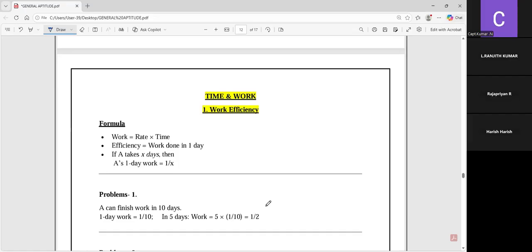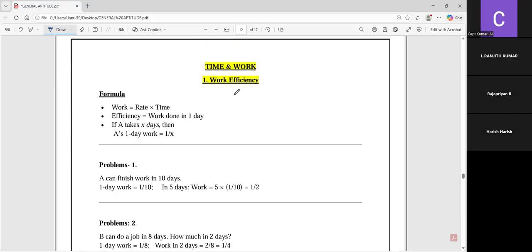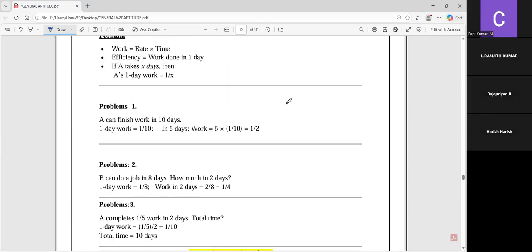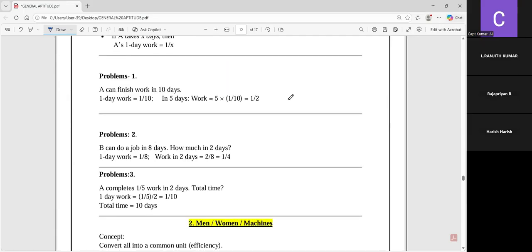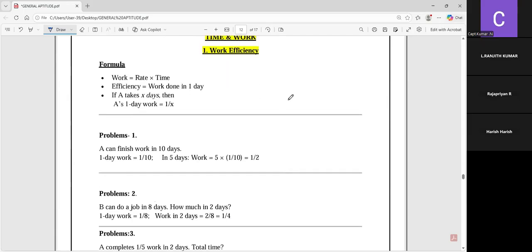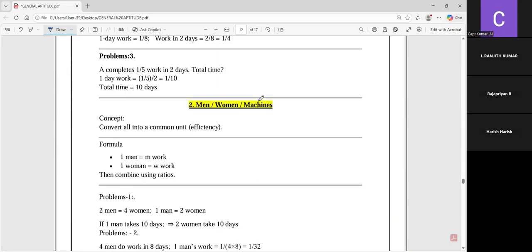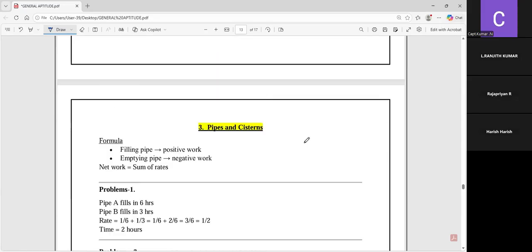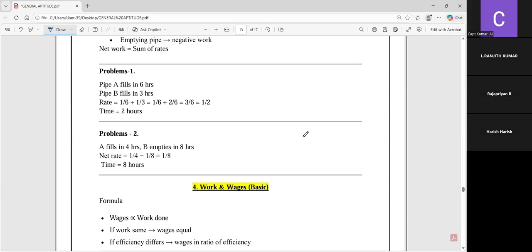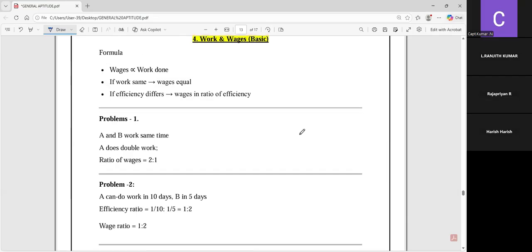Third, an easy, simple and important topic is time and work. Actually, time and work has four methods. Number one is work efficiency. Number two, man, human, materials. Third one, pipes and cisterns. Fourth one, work and wages. So the four are important.